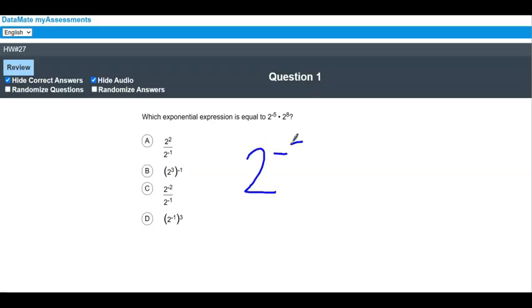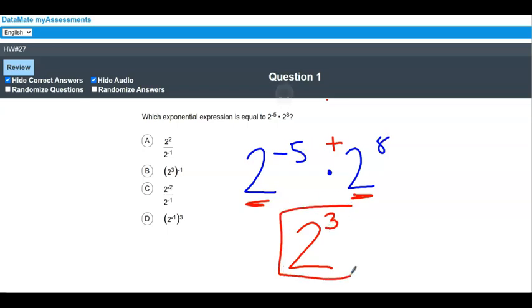Anytime you are multiplying like bases, in this case the base is 2, we keep the base the same, but we add these exponents together. Negative 5 plus 8 is 3. So we're looking for an answer that will also be 2 to the 3rd power.